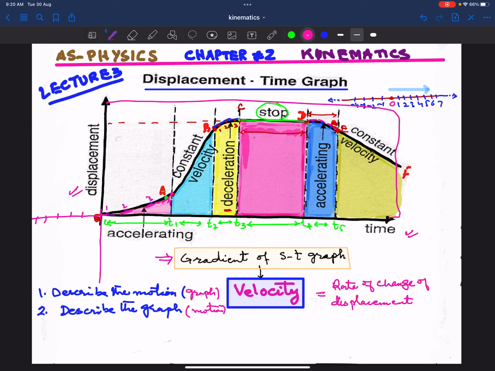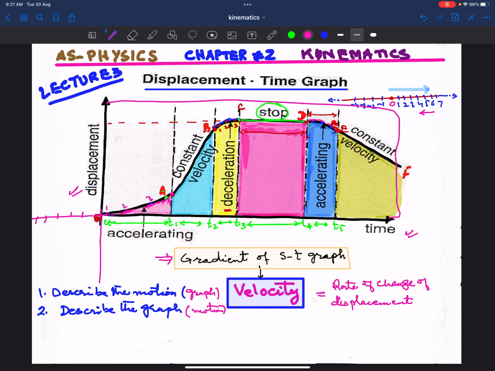Is the gradient decreasing or increasing? This is very important. Gradient is not decreasing, be careful. Gradient is increasing but on the negative side. So what you will say? The negative gradient is increasing. So what is actually the gradient? The velocity. Negative velocity, as I explained in the first lecture, shows that we are coming back. That is, the body is coming back during this time interval D to E.